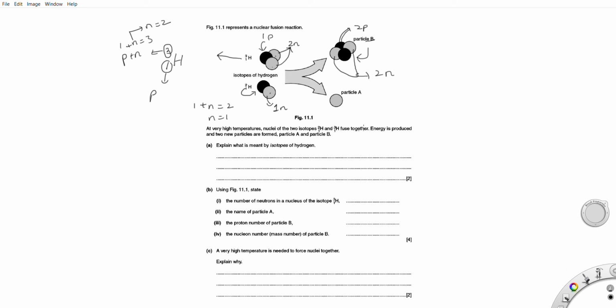Now, coming towards the other part, starting the question, it says at very high temperatures, nuclei of the two isotopes, that is 1H2 and 1H3, fuse together, energy is produced, and two new particles are formed, particle A and particle B. Explain what is meant by isotopes of hydrogen.